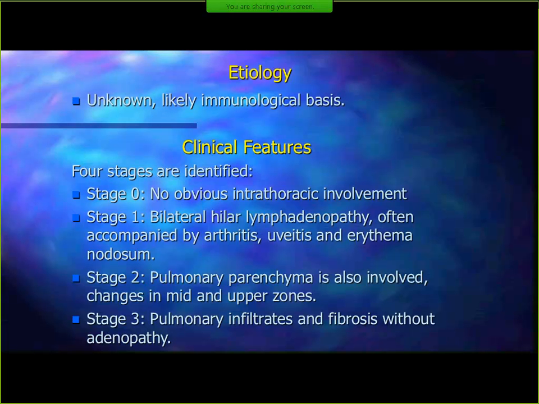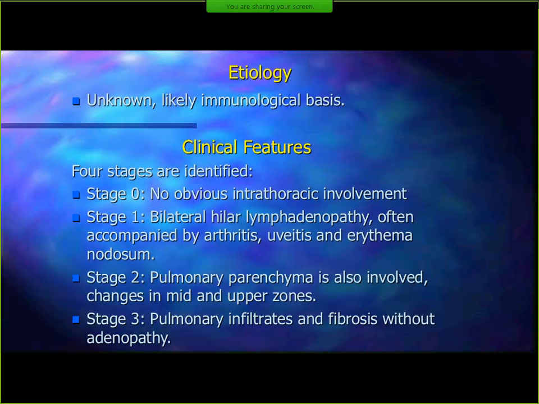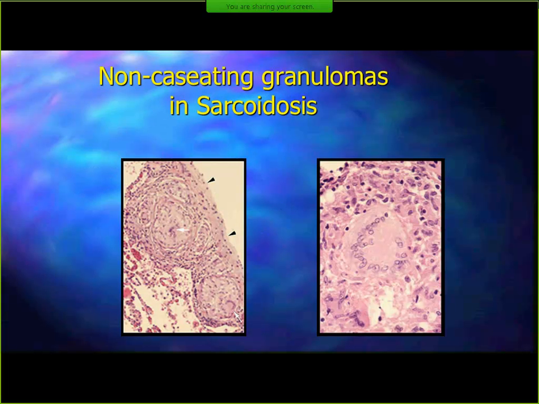Then you've got stage 2, where the pulmonary parenchyma is also involved. They have mild changes in the upper zone. And stage 3, you have pulmonary infiltrates and fibrosis, but without adenopathy. And stage 4, I don't think it came out, but stage 4 is burnt-out sarcoid with honeycombing. I think it got cut off.